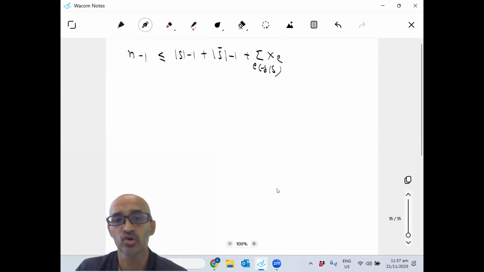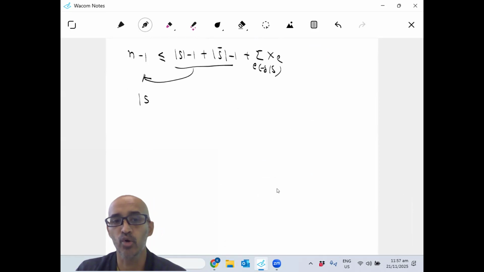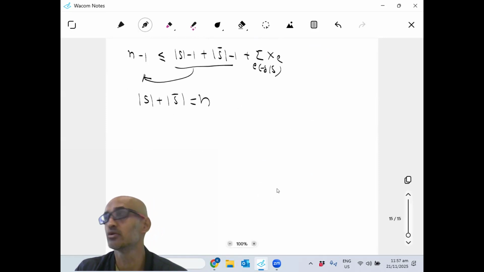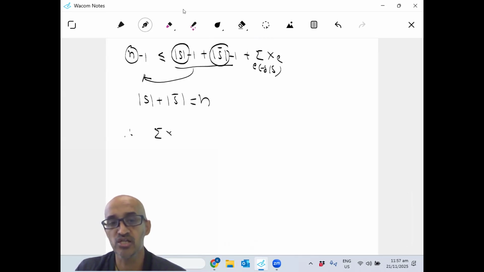Just move things around. Move this entire thing to this side. And what do I know about S and S bar? It's all the nodes in my graph. So these two numbers add up to n. So these two are exactly n. They cancel out. The minus 1 cancels out. I'm left with a single minus 1 here. So therefore, the summation of x_e, e in delta of S, is greater than or equal to 1.